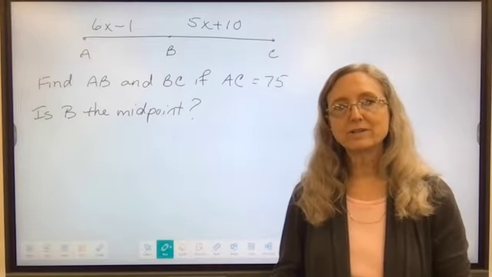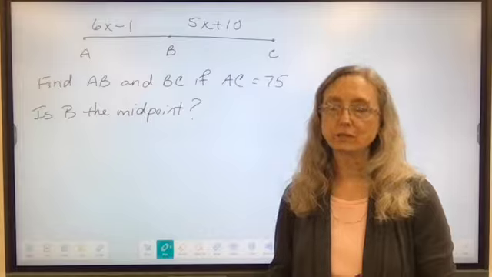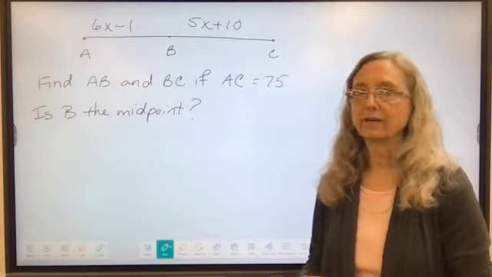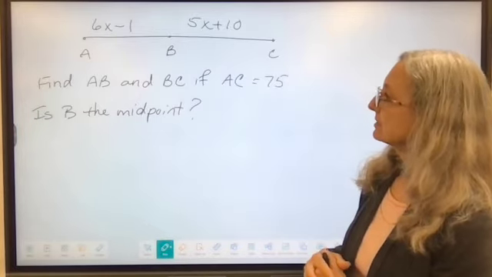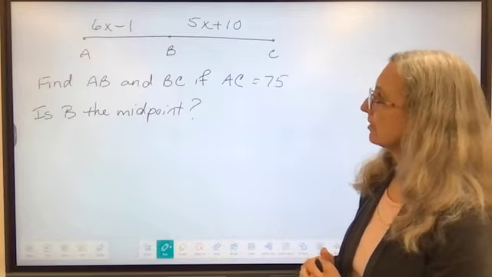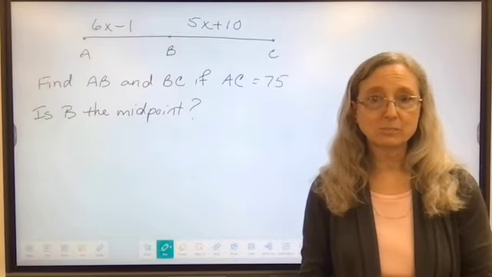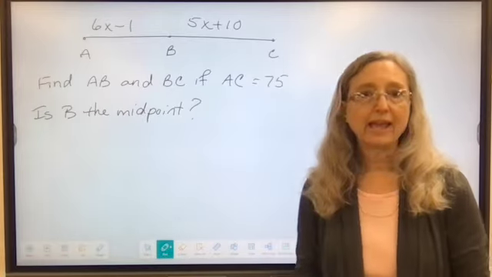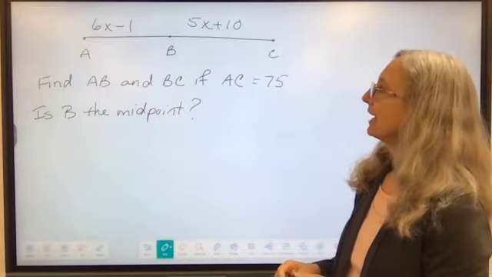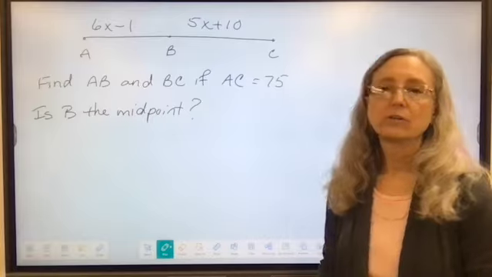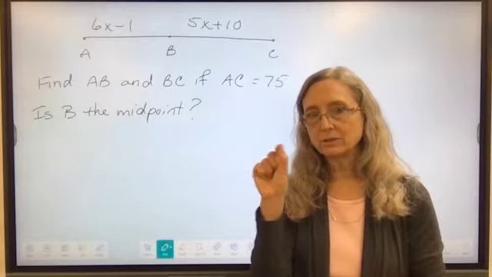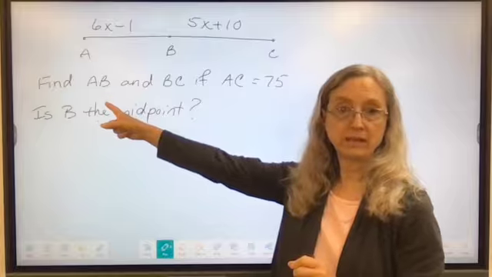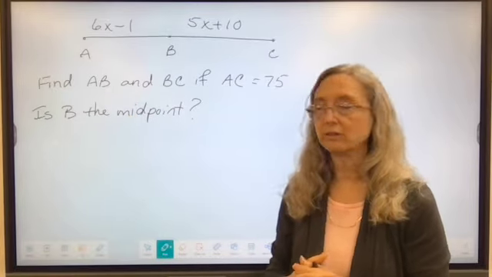Okay, I've drawn on a board an example of the kind of problem that you can get dealing with segment lengths and dealing with betweenness and all that. So we have this segment with points A, B, and C on it. The length of AB is 6x minus 1. The length of BC is 5x plus 10. And our task is to find AB and BC. Notice those don't have the segment symbol because I'm not finding the segment, I'm finding the length of AB, the distance between A and B. That's what I'm looking for.